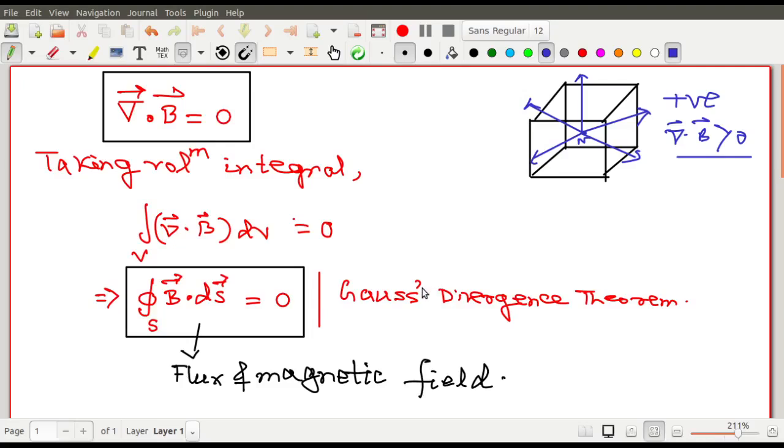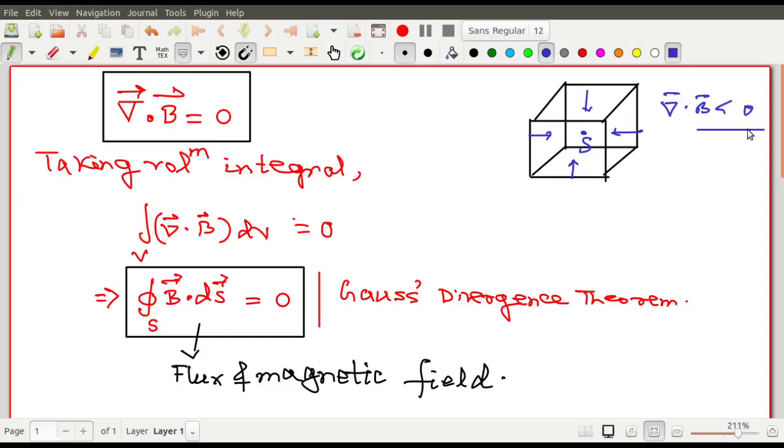So what does it mean actually? For a closed surface the total flux is 0. What does it mean? Here there is outward flux. If it were a south pole, then there would have been an inward flux. But you need zero flux. Can you tell how zero flux can come? I have shown you what positive flux is, I have shown you what negative flux is. For this condition divergence of B is less than 0, because the lines of force are inward. So there is a net inflow. That is why this is negative divergence.